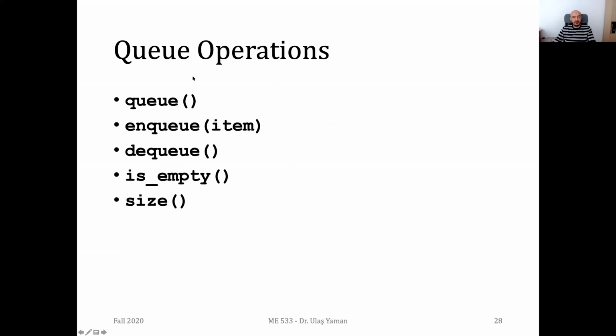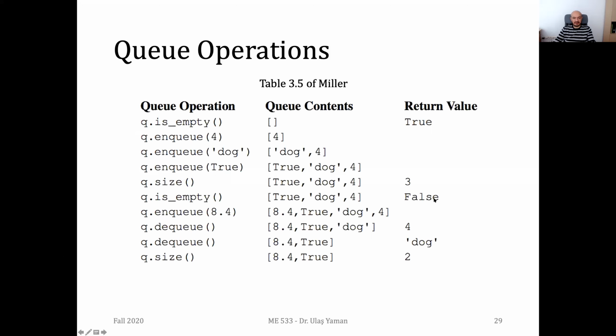And what are the operations we need to have with this data structure? First of all, we need to create this data structure. This is for initialization. And then we have an enqueue type of operation. With this one, you add items into your queue. And with dequeue, you simply remove the item which was the oldest item in your queue data structure. And then we have simple ones, checking whether the data structure is empty or not. And the last one is checking the size of the data structure.